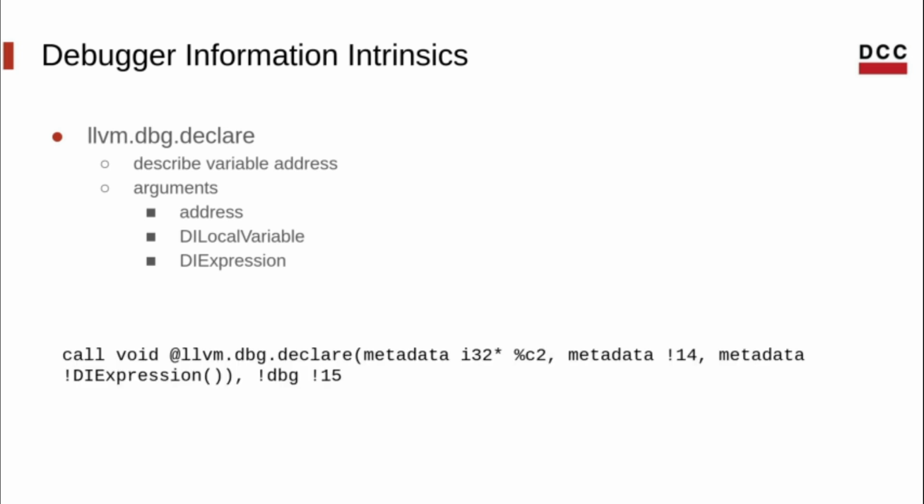This is an example of a debug declare intrinsic describing the address of variable C2. Notice that the debugging intrinsic also has metadata attached, !dbg !15 in this case. It is important to note that there can be only one call to debug declare per local variable. The debug declare intrinsics are directly related to the alloca instructions.